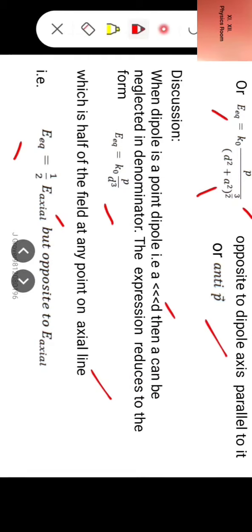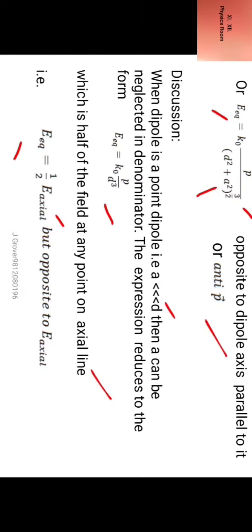So you remember these technical points regarding electric field intensity at any point P on the equatorial line at a distance d from it in air.